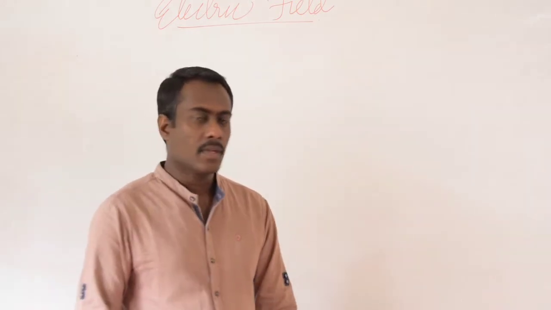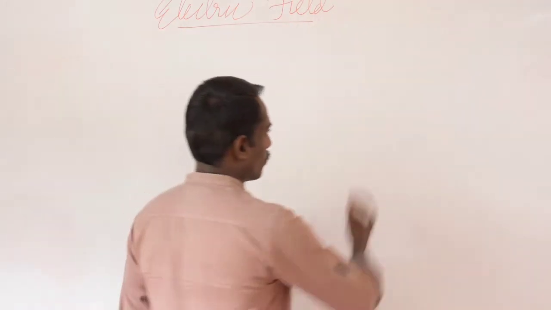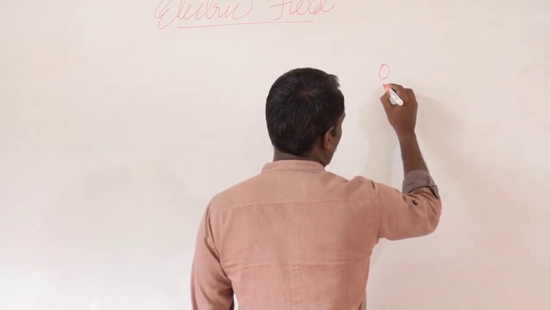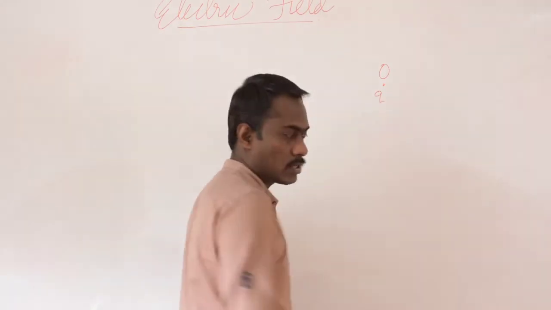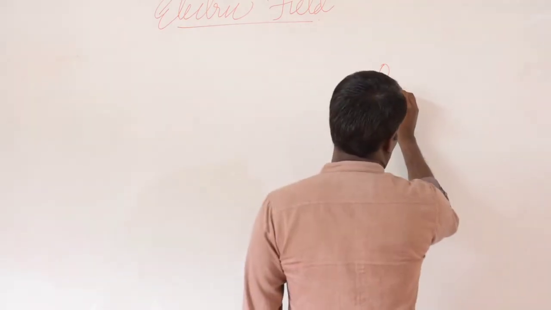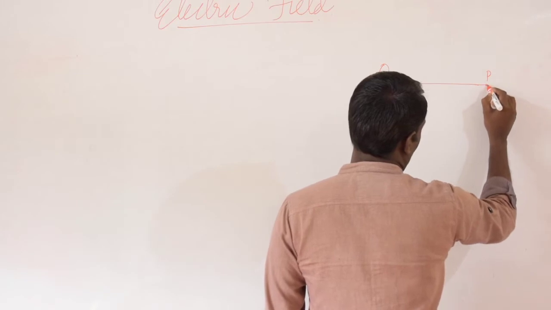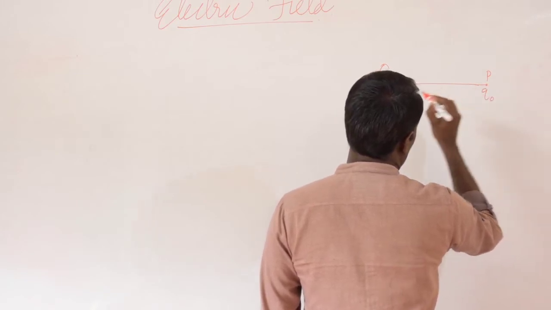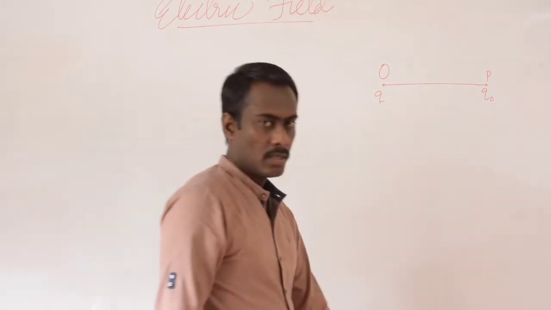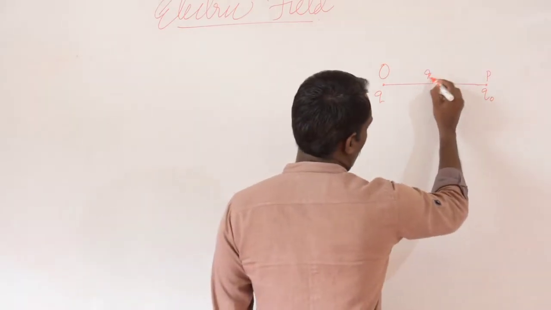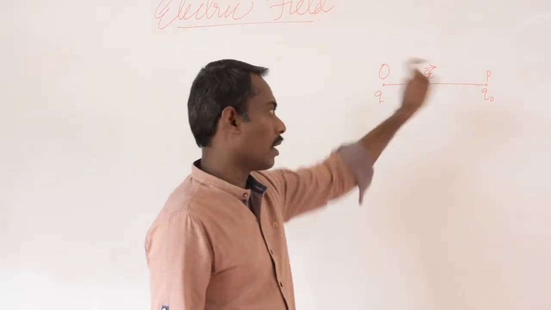First, let us consider an electric charge kept at a point, the origin O. Here a charge is kept, and the charge is Q. Then at another point P, another charge Q0 is kept, and the distance between O and P is taken as its position vector, that is r. So OP is the position vector r.